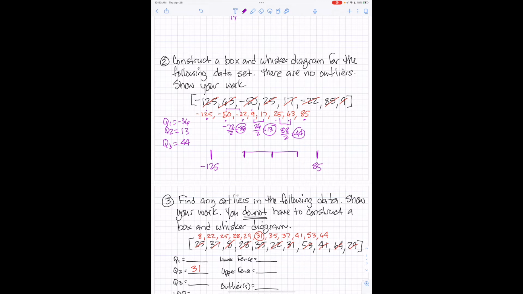And then I close my box, draw the whiskers, and label it. So this is Q1 is -36, Q2 is 13, Q3 is 44. And there's my box and whisker plot for that data set.